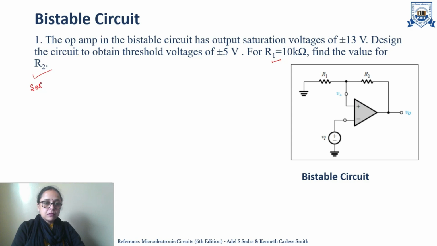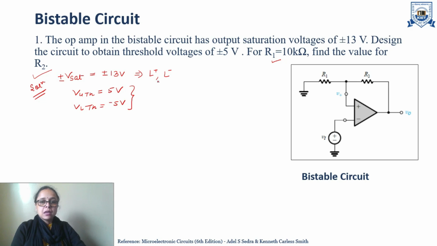Now how will we solve this problem? The values of saturation voltage are given, ±Vsat, which is ±13 volts. We can also call them the L plus and L minus voltages. The upper threshold voltage is 5 volts and the lower threshold voltage is given as minus 5 volts. These are the given parameters, and the value of resistance R1 is given as 10 kilo ohms.